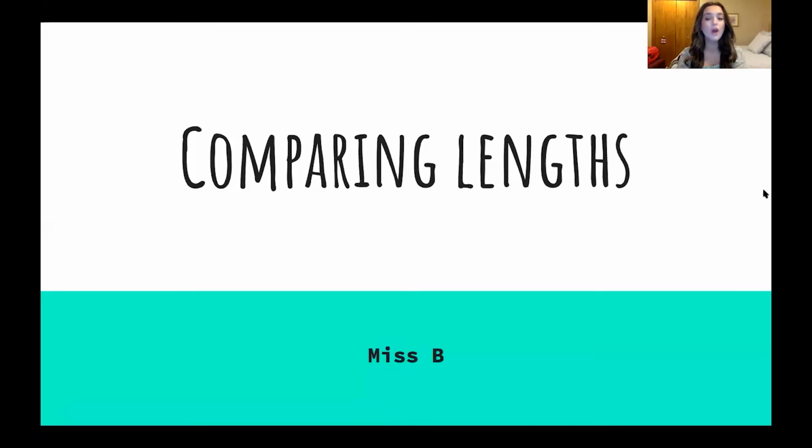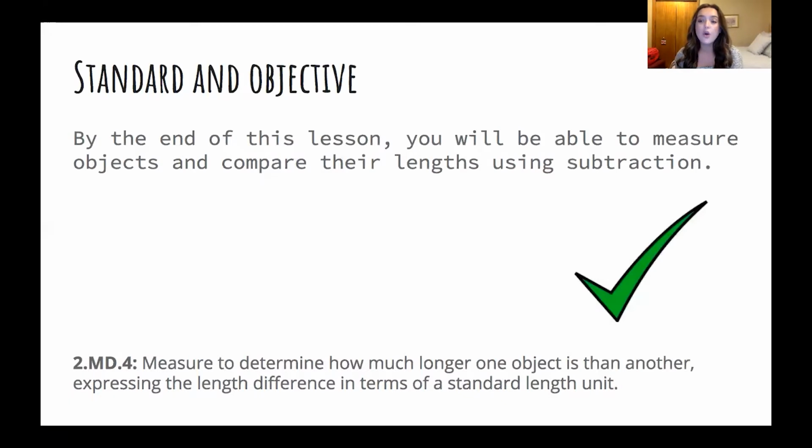I always like to go over our standard and objective just so you guys know what you should be learning about and what you will know by the end of this lesson. It's always cool to have that to look forward to. So our objective is, by the end of this lesson, you will be able to measure objects and compare their lengths using subtraction. Today, we're really going to focus on subtraction to help us find the differences, and I will show you guys how to do that, and we'll create number sentences, and it will be awesome. We will revisit this objective at the very end to make sure that you feel like you have learned what you should be learning.